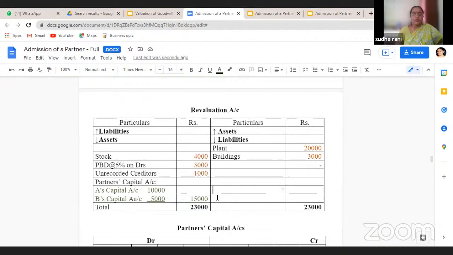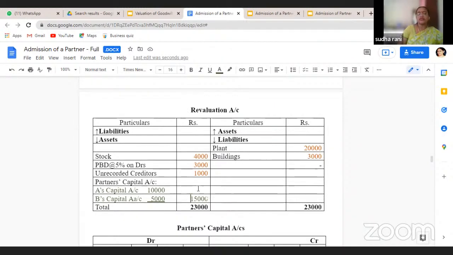Now, who will take this 15,000? Old partners. So the difference in the revaluation account is to be distributed among the old partners. In what ratio? In old ratio. Remember, the difference in revaluation account is to be distributed to the old partners only, because these are the people who are going to enjoy, because these all are before the admission of a new partner. So new partner is no way connected with this. So old partners are going to take the difference in the revaluation account, whether it is a profit or loss. So old partners in old ratio.